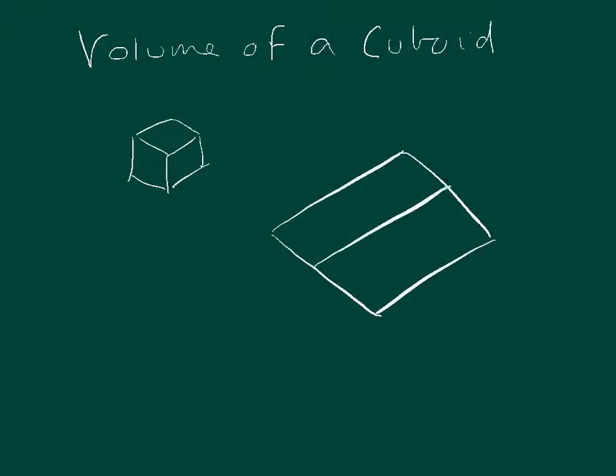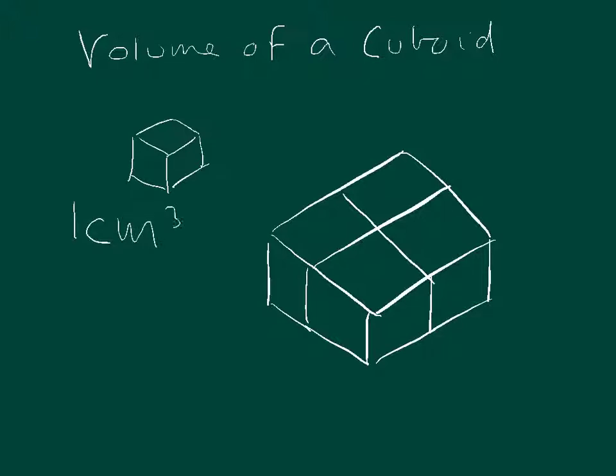So I'll draw this out for you. It looks like this. So you've got 4 cubes all together. Our first diagram is a 1 centimetre cube. Our second diagram is 4 centimetres cubed.